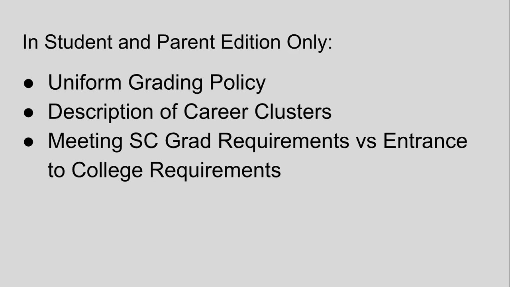So, a quick jump over to the student and parent edition. There's a couple things following those terms in your faculty version that are going to be only in the student and parent edition, which are just things we know that you already know. For example, a link to the uniform grading policy to talk about all the different things about getting out of high school. A description of each of the career clusters that will help them understand their options for their IGPs. It's going to talk about meeting South Carolina grad requirements versus what it takes to get into college. Understanding those things for parents is really important, so we thought we'd include it in this document as a kind of master resource for them.